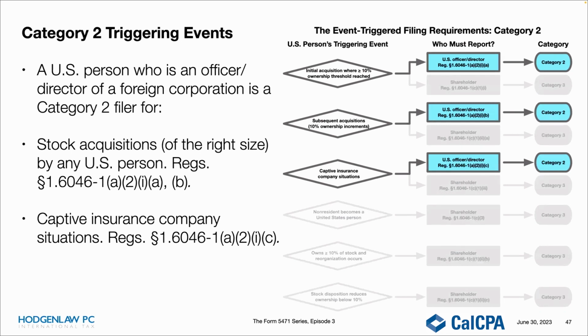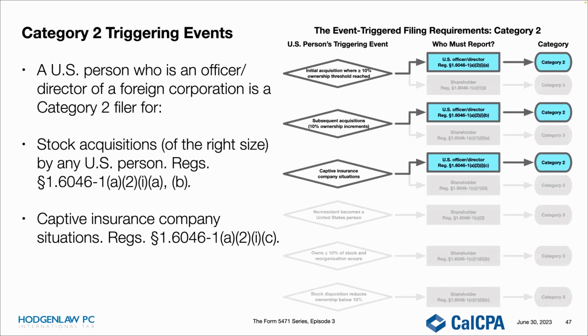So I can buy 3% this year, no reporting. 3% next year, no reporting. I'm up to 6. I'm going to buy 7% the following year. It takes me up to 13. Now, for the first time, that's the acquisition that took me from 6 to 13 that has to be reported by a U.S. officer or director of that foreign corporation. So you see that. Subsequent acquisitions in 10% clicks. So let's say my first acquisition that pushed me over the threshold took me to 13%. Now the U.S. shareholder has to report every time I hit 23, 33, 43, 53, like that.